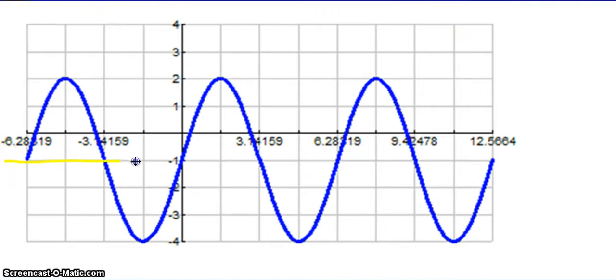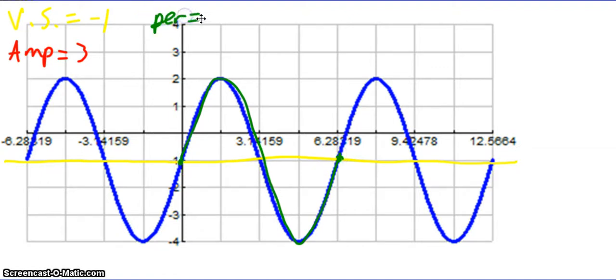Alright, next one here. So here, first thing I notice is I have a vertical shift of down 1. The amplitude is going to be 3, because from that axis I go up 3 and I go down 3. The period is again going to be 2 pi, so if I draw that in, that is one period of a sine curve, and that is a distance of 2 pi. Which tells me b equals 1.